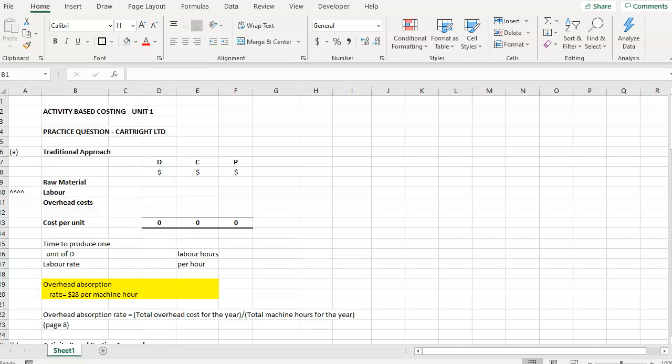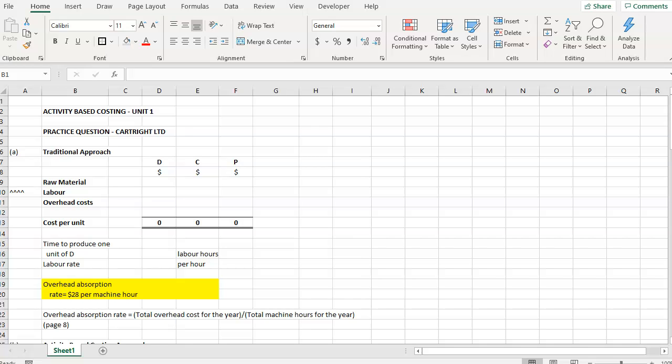So, let's start. So we started Cartright Ltd. as the practice question for Unit 1, Activity-Based Costing. We started the question, and in our discussion last night, I noted that there are 3 standard inputs in the manufacturing process for goods. One is raw material, one is labor, and one is overhead costs.